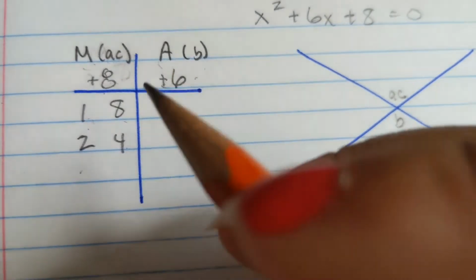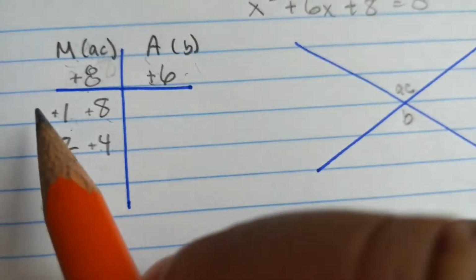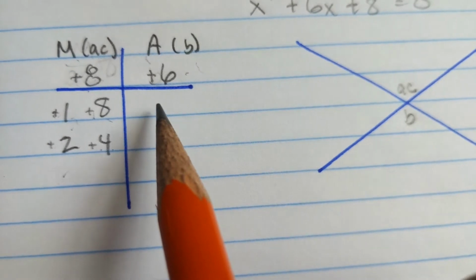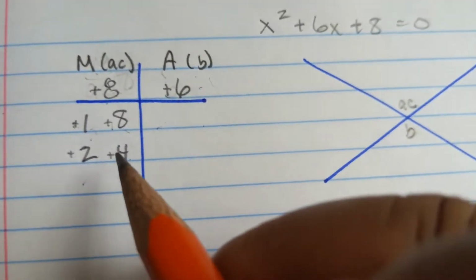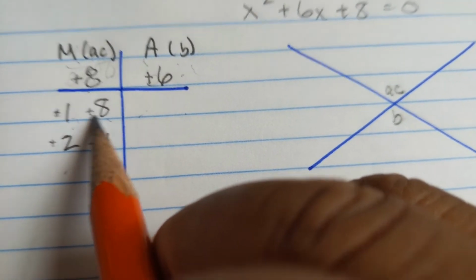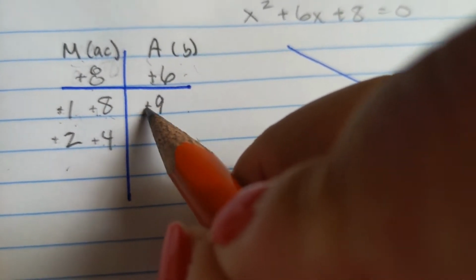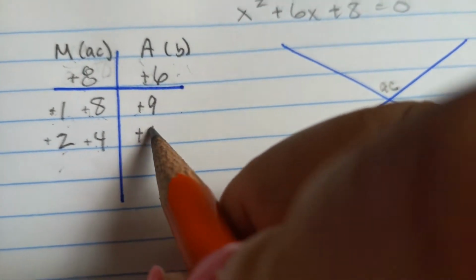Now, once again, these are all of my factors, and what I said before is that all of these need to be positive. So this is a positive 1, a positive 8, a positive 2, and a positive 4. Why is that? Because a positive times a positive is positive. And on this side, I'm trying to add these same numbers to see which one gives me a 6. So I can do 1 plus 8. That gives me a positive 9. And 2 plus 4 gives me a positive 6.